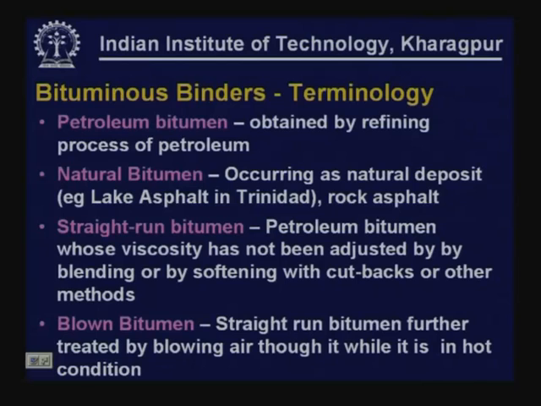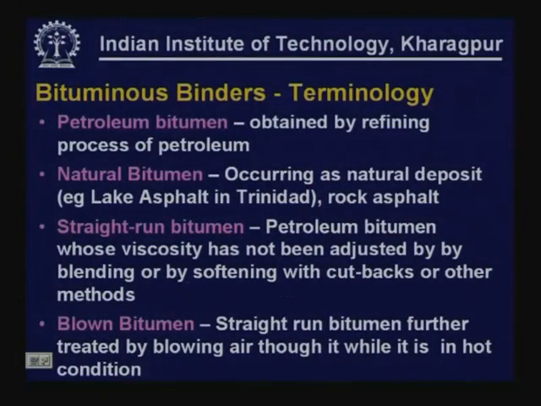Petroleum bitumen is that bitumen that is obtained by refining petroleum. We will discuss the refining process of petroleum and how bitumen is obtained. Natural bitumen is that bitumen which occurs naturally as deposits in lakes, a famous example being the lake asphalt in Trinidad. It can also occur as rock asphalt, as rock deposits.